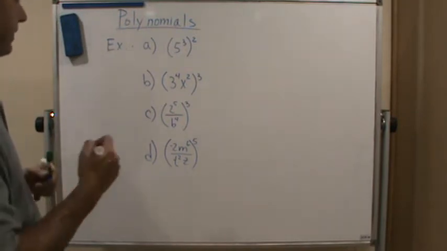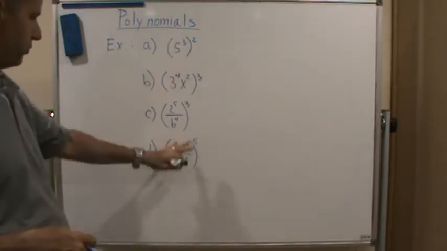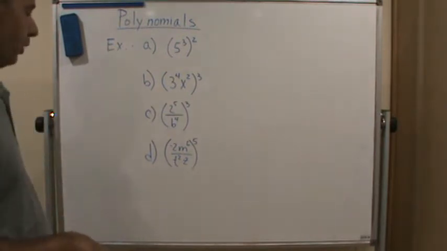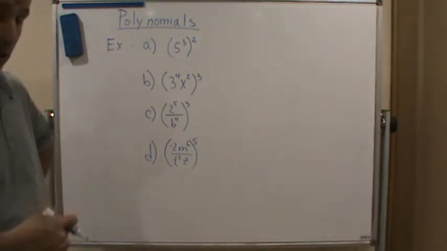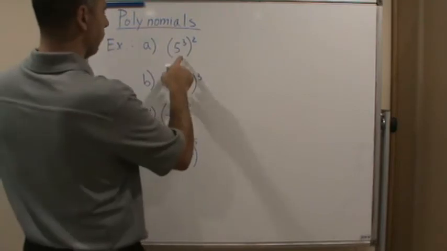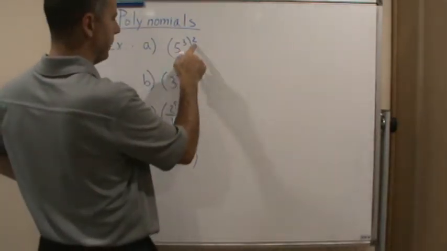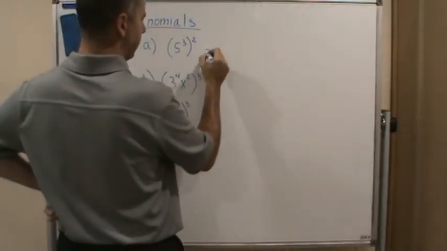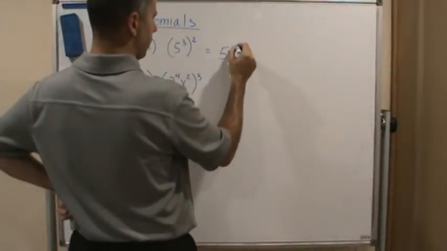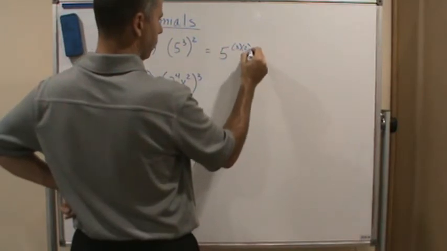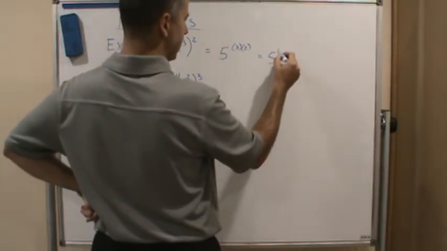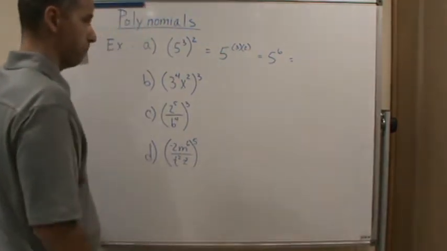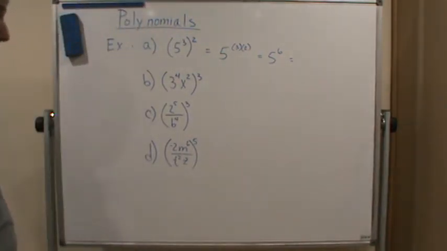Okay, so now in this case here in part A, all of these are using power rules. One of the three or multiple power rules here. So here we're going to use the power rule because we have a power raised to a power. We're going to multiply the exponents together. So this is going to be equal to 5 to the 3 times 2 power, or 5 to the 6th power, right? And what is that? 5 to the 6th.